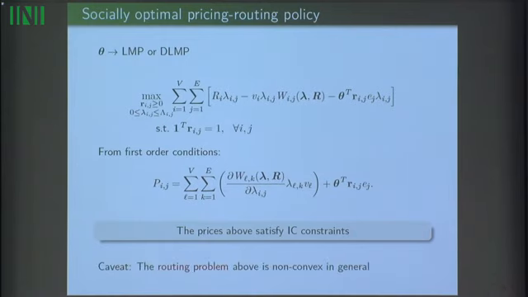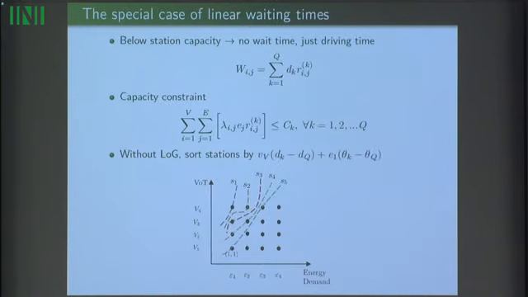This routing problem is non-convex in general. I don't know whether that's a big concern if it has to be solved only once in this static case, but if it has to be solved dynamically, then we have looked at a special case of linear waiting times, which assumes that these service stations, the charging stations, essentially are modeled through hard capacity constraints.